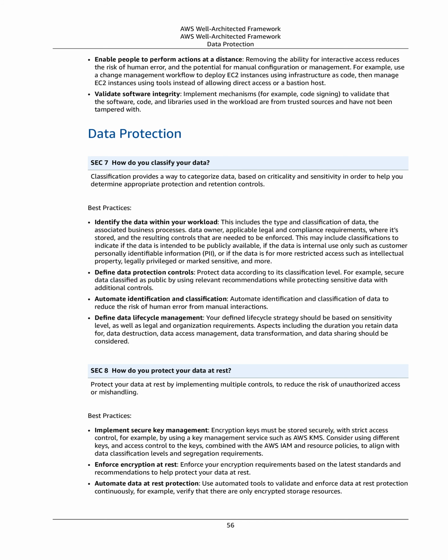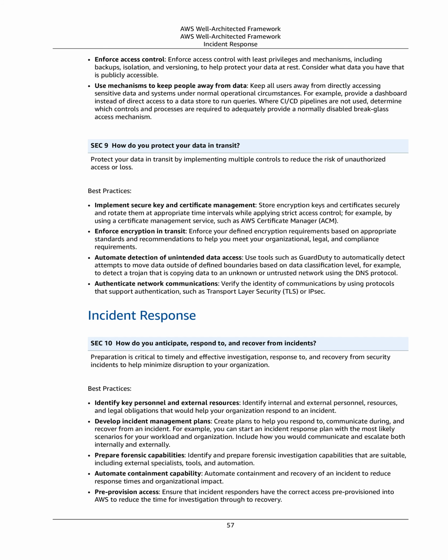Enforce encryption at rest. Enforce your encryption requirements based on the latest standards and recommendations to help protect your data at rest. Automate data at rest protection. Use automated tools to validate and enforce data at rest protection continuously. For example, verify that there are only encrypted storage resources. Enforce access control. Enforce access control with least privileges and mechanisms, including backups, isolation, and versioning, to help protect your data at rest. Consider what data you have that is publicly accessible.